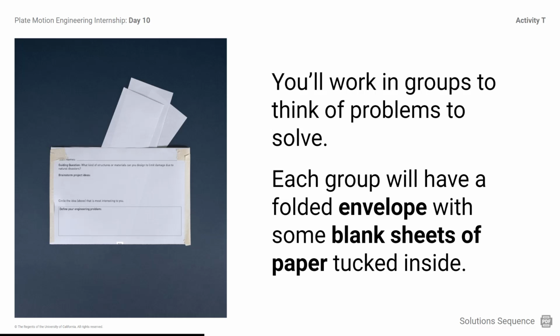You'll work in groups to think of problems to solve. Each group will have a folded envelope with some blank sheets of paper tucked inside. Students, view the solution sequence sheet and get the 3/4 page sheets and pieces of tape. Find the solution sequence sheet and tape the sides to make envelopes, and then place the blank 1/4 page sheets inside.